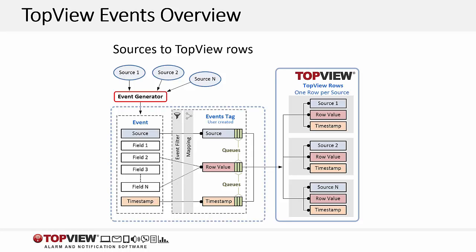Each events tag defines a category of events that are of interest to the user. The events tag maps the event source and timestamp and allows the user to customize the row value from any of the event fields. The row value is used to monitor the current state in TopView. A single events tag can receive events from multiple sources. The TopView engine will create a slot or row for each unique source that appears in the events tag, allowing users to view and track event state per source.